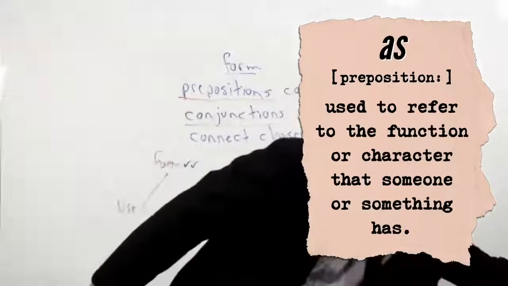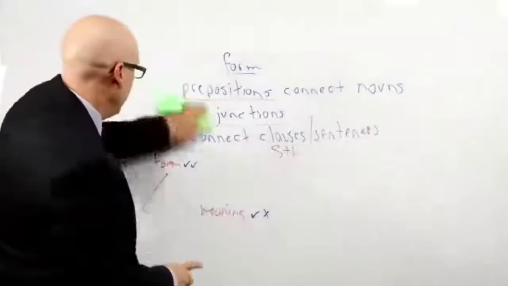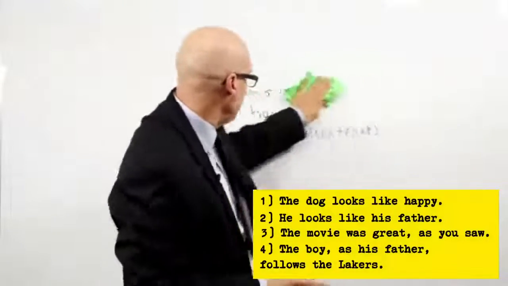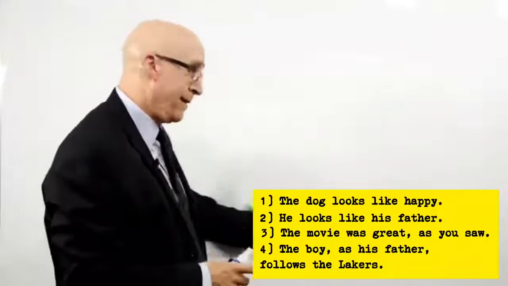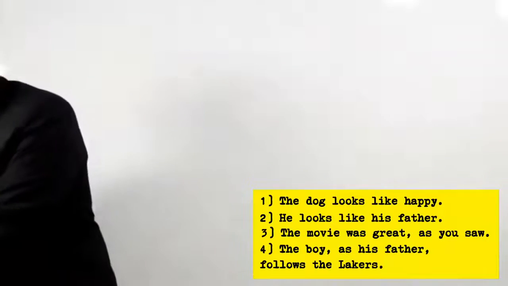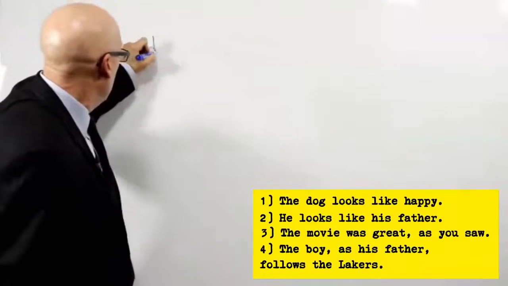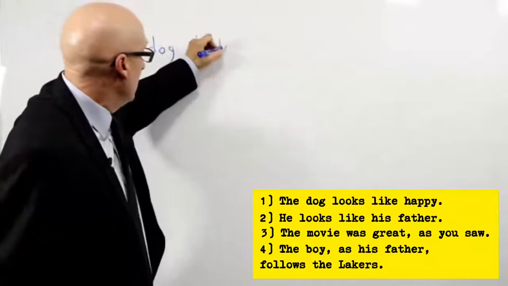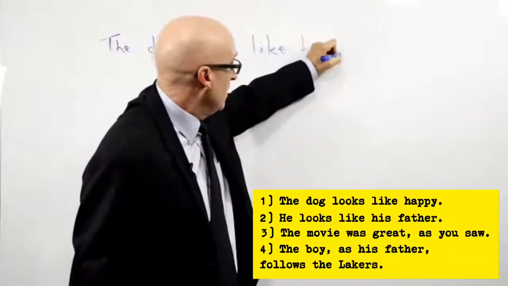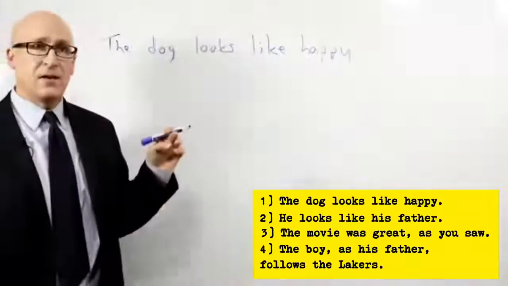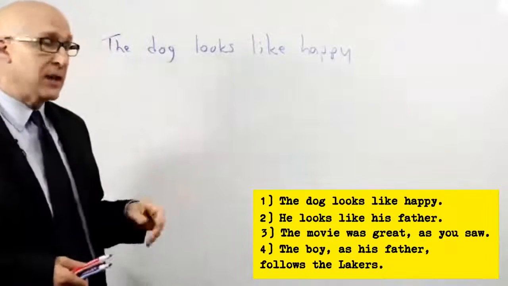Now, let's go to our examples. Can we get the little yellow box up again? Let's examine our examples. Number one, let's test this. The dog looks like happy. Now, I can understand the meaning of this sentence, so it's not terrible, but it's not entirely accurate.